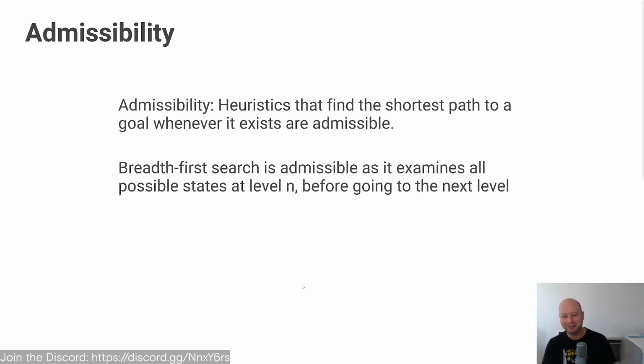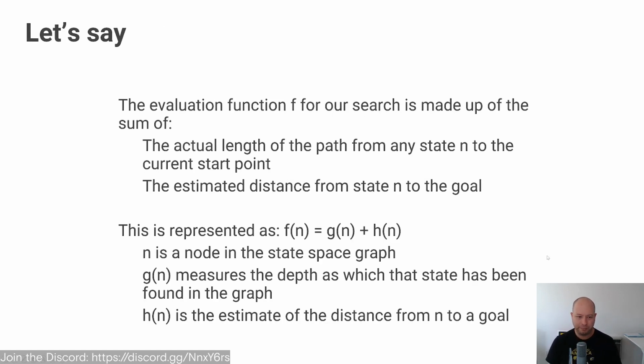So, heuristics that find the shortest path to a goal when it exists are admissible, right? Breadth first search is admissible because it examines all the possible states before it goes on to the next level. You can imagine heuristics or algorithms that do not do this, right? Like you just go left all the time. Jump point search, for example, is usually not that admissible, but it works better in practice, so it's a this or that thing.